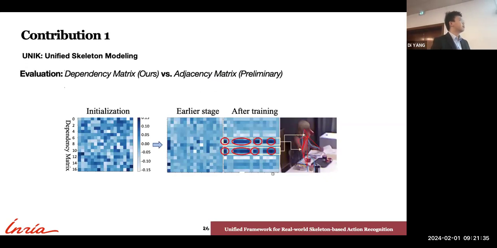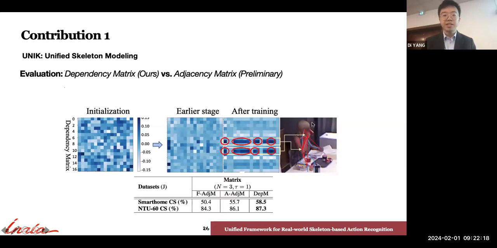Because our dependency matrix is learnable, we can visualize the matrix before and after learning to see how the human topology, the human joint connectivity, is learned during training. And here we can see that from the early stage to after training, the dependency matrix goes from dense to sparse and salient. The dependencies converge to a sparse representation, and the salient values in red circles represent the dependencies that correspond to the action.